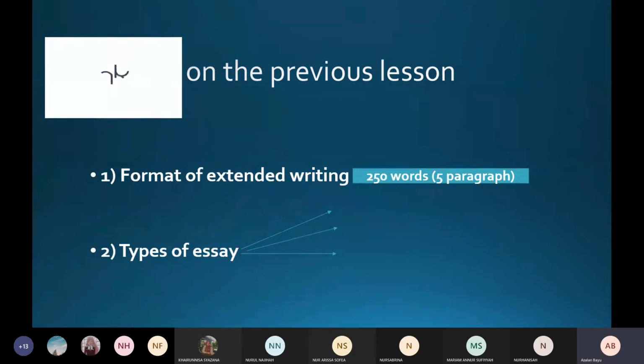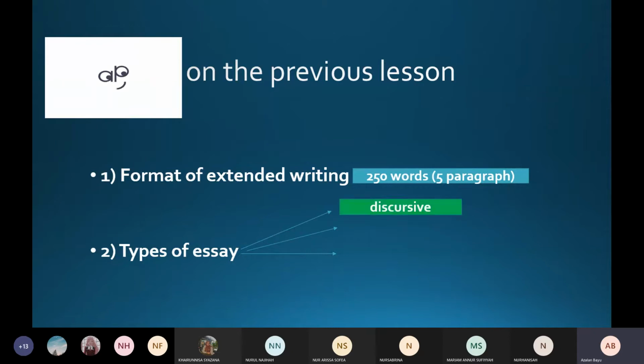Just 400 is okay, because we're talking about the time you have to familiarize with when you do a test. Masa yang diberi tu tak banyak, right? So the maximum, if I'm not mistaken, is just 400. All right, but if you have the time, you can write more. I'm worried that you won't have enough time to write until 400 words. All right, and we learned about three types of essay.